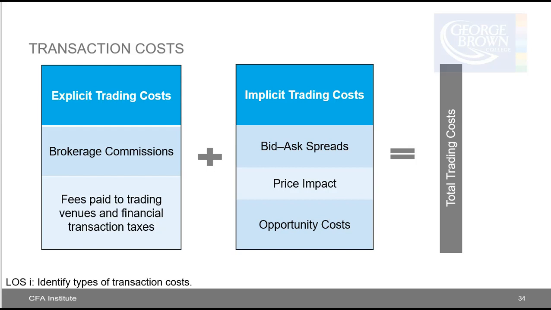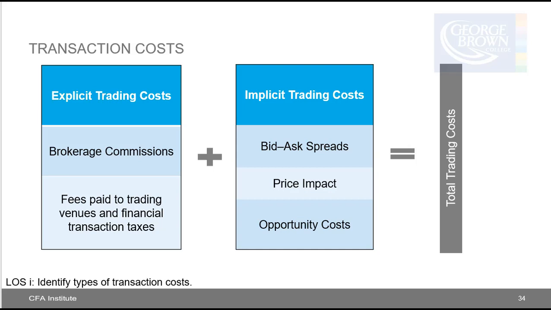So again, looking at explicit trading costs, those are the direct costs associated with trading. Brokerage commissions are the largest explicit trading cost. The commissions are usually a fixed percentage of the principal value of the transaction or a fixed price per share, bond, or contract. The commissions compensate brokers for the resources they use to fill orders. Other costs include fees paid to trading venues and financial transaction taxes, such as the stamp duty in the United Kingdom, Singapore, and Hong Kong.